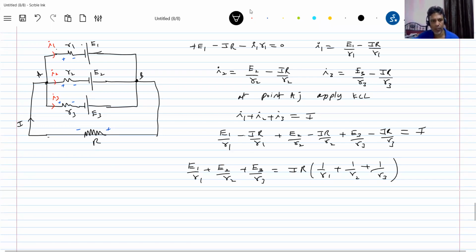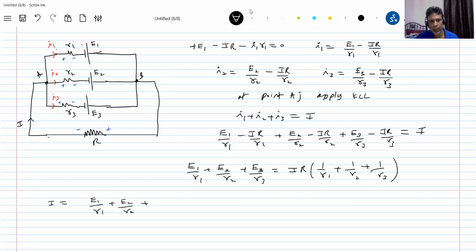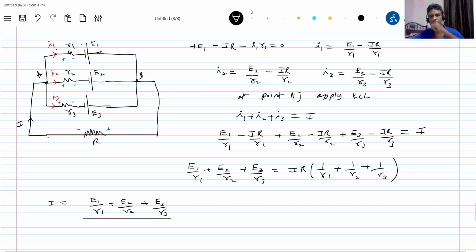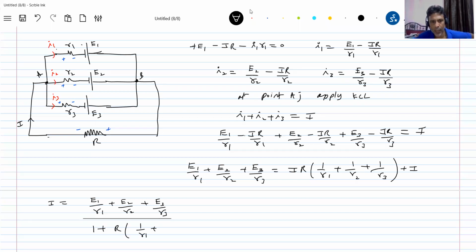So the final expression for I will be I is equal to E1 by R1 plus E2 by R2 plus E3 by R3, divided by 1 plus R into 1 by R1 plus 1 by R2 plus 1 by R3. Plus 1 should come on. So the expression for I will be the summation of E by R, divided by 1 plus R into the summation of 1 by R.